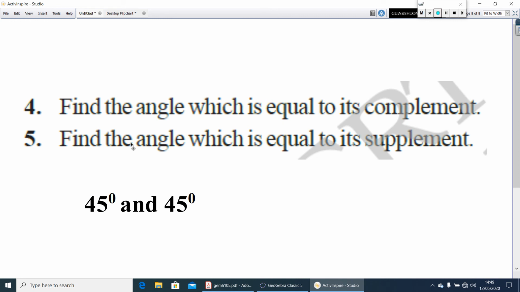Now look at question number 5. Find the angle which is equal to its supplement. You have to take two angles. Both angles should be equal, and their sum should be 180 degree. Do find it out yourself.